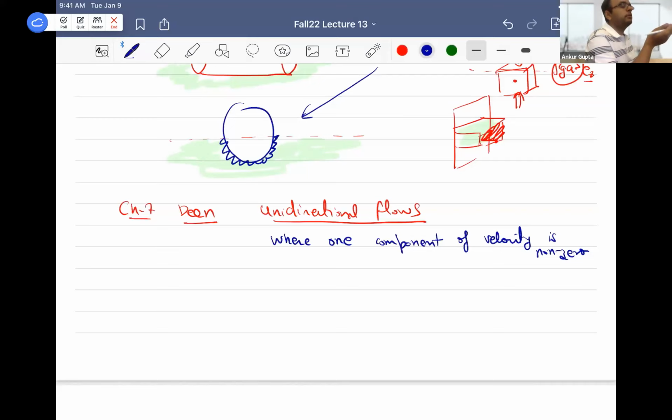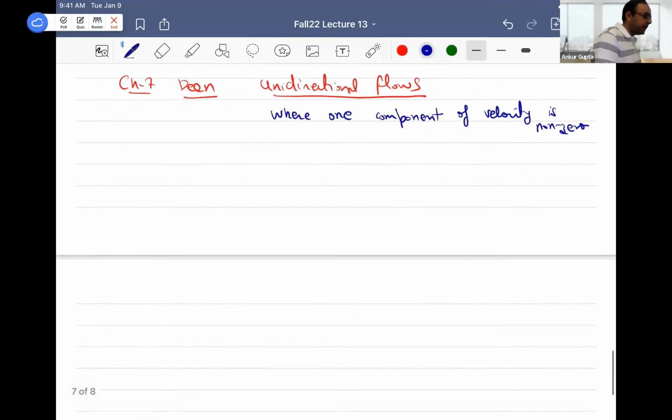In the next week, we'll discuss nearly unidirectional flow, so approximately 1D steady problems. Next week we'll make it a little bit more complicated and say there are two components of velocity, but only one of them is dominant. That's next week. But today we'll focus on when only one component of velocity is non-zero. That's unidirectional flow.